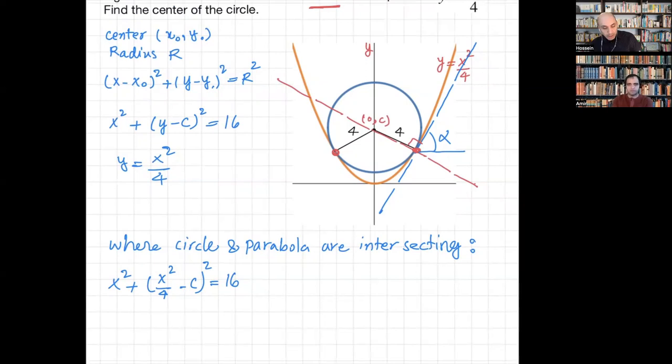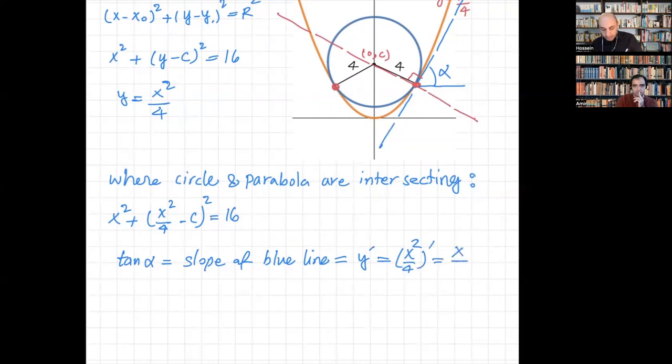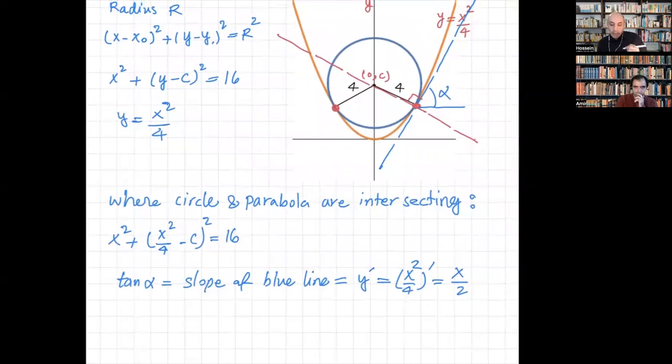So tangent of alpha, which is the slope of the blue line, is equal to y prime, which is x squared divided by 4 prime, which is x divided by 2. That's correct. And then I know from geometry that if 2 lines are perpendicular, the slope of one is the negative reciprocal of the slope of the other.